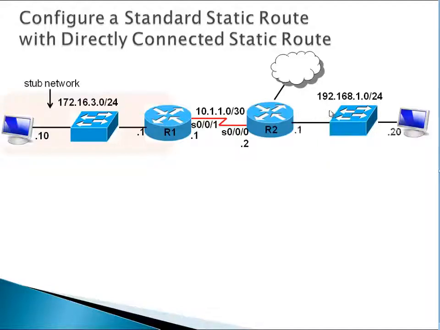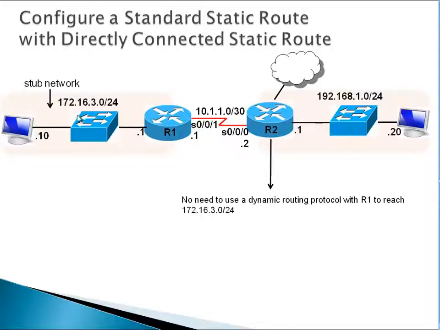The local area network is 192.168.1.0/24, first valid IP address .1, and the PC is using .20. So what we're going to do here is create this network, and Router 2 will create a static route that's going to point towards 172.16.3.0. Router 2 doesn't need to use a dynamic routing protocol to reach 172.16.3.0/24. We'll just create a static route.